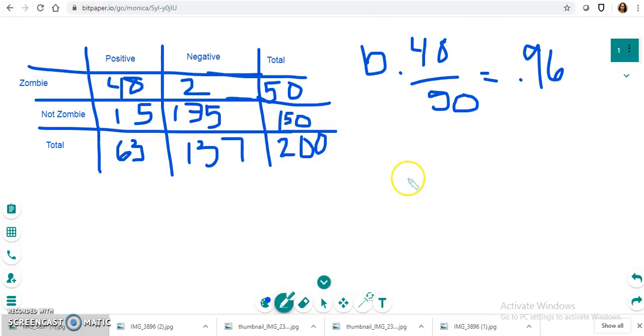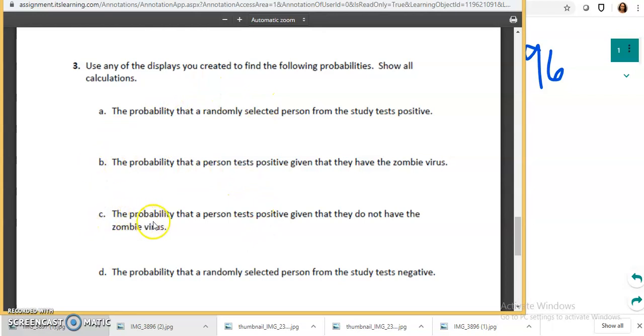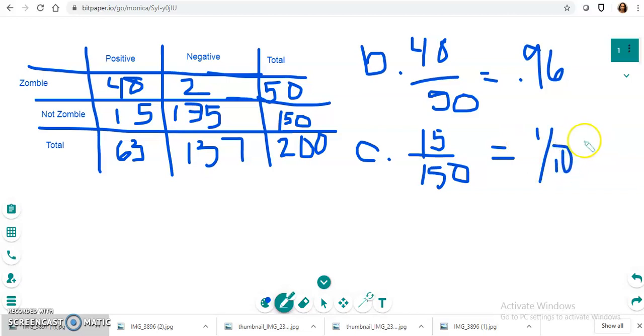I didn't even have to do all the other calculations because I get it just by looking at my frequency table. The next one, C. It says the probability that a person tests positive given that they do not have the zombie virus. Okay, so now I want to look at all the people that do not have the zombie virus. So all these people do not have the zombie virus. All right, and so that would be out of 150. And they test positive is 15 of those people. And once again, this is the exact same answer you got, right? Which was 1 out of 10, or 10%.